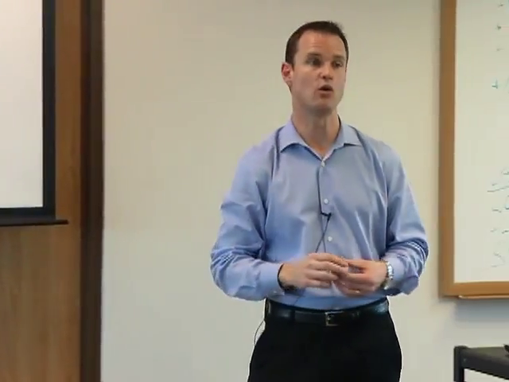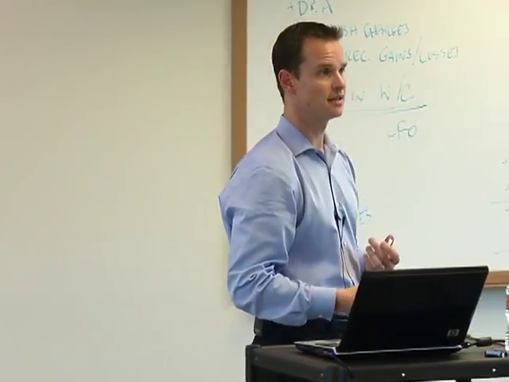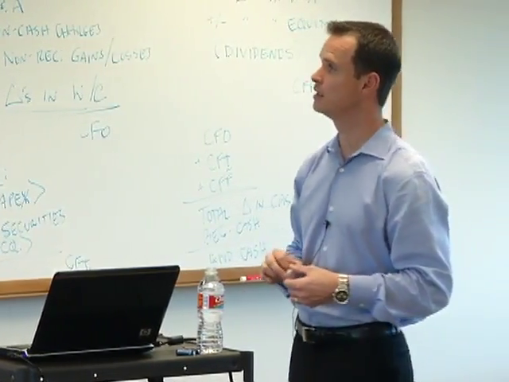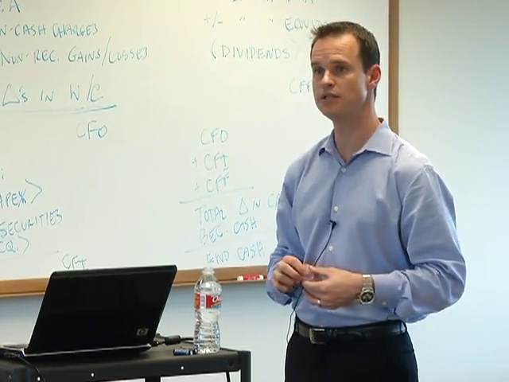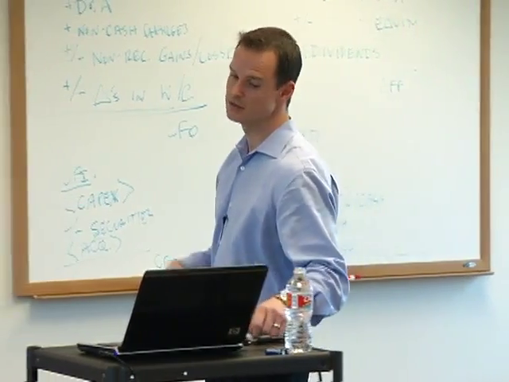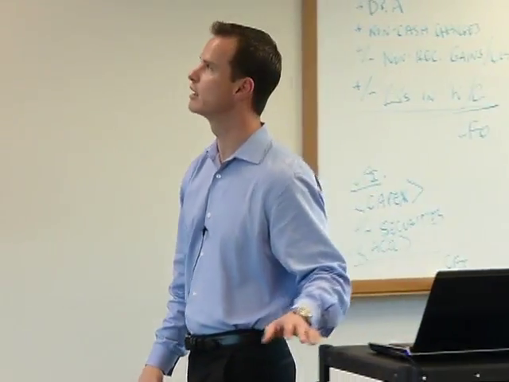Activity ratios: how quickly is the company turning over its assets or paying down its liabilities. Profitability ratios: how profitable is the company. And then finally, growth ratios: how quickly is the company growing. We're going to go through each of those in detail.